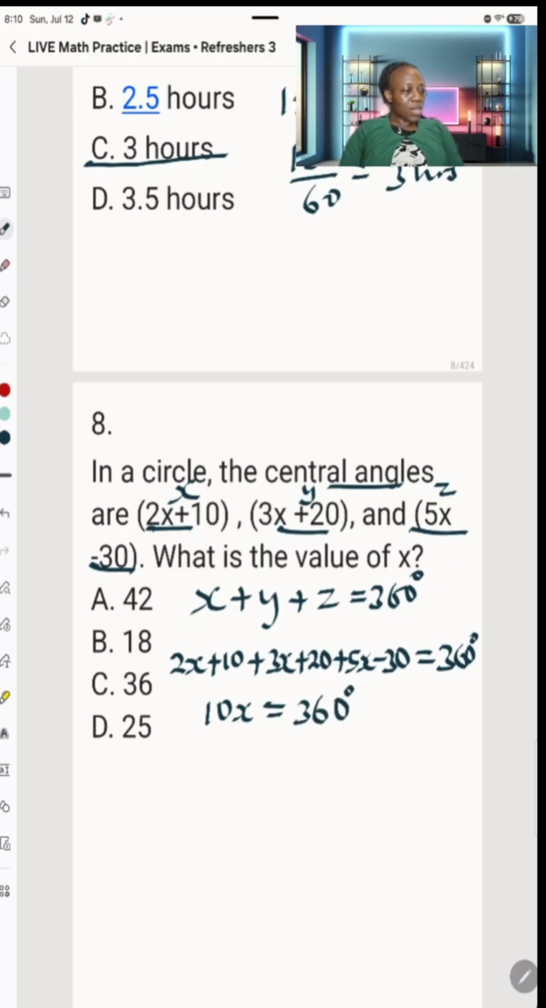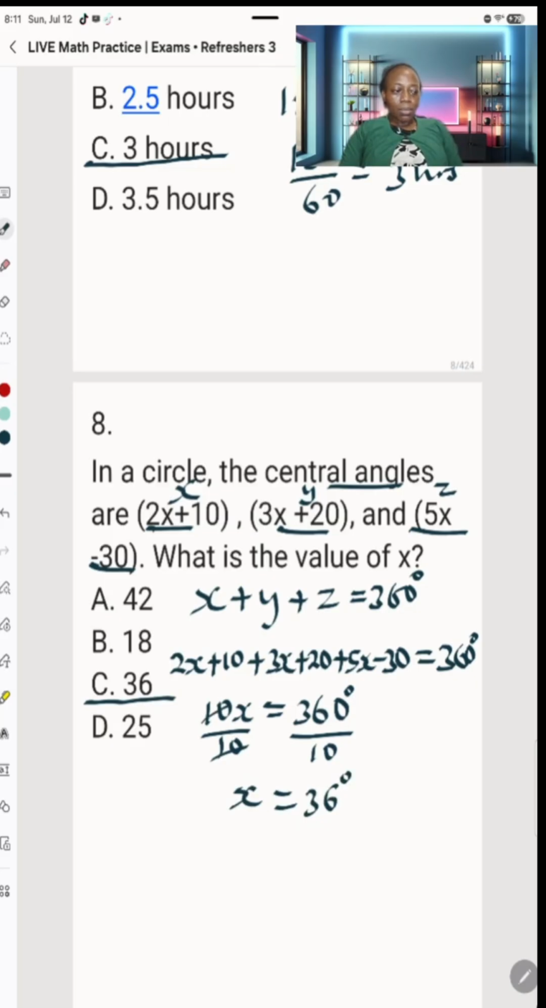Because we are having 10 plus 20, that is 30, minus 30, that will be 0. So now 10x is 360. Divide both sides by 10. Then x is going to be 36 degrees. So the answer is C.